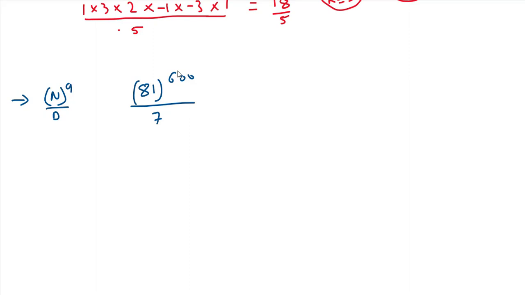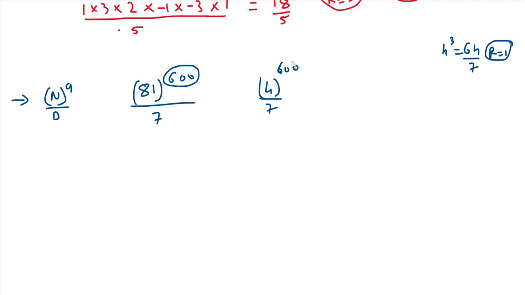So what we will do? First, forget the power. We don't need to consider the power. Just simply divide the base and find the remainder. So 81 when divided by 7 will give a remainder of 4. Now 4 raised to 600 by 7. We'll have to find the remainder when 4 raised to 600 is divided by 7. As we know, 4 cube is 64, and 64 when divided by 7 will give a remainder of 1.